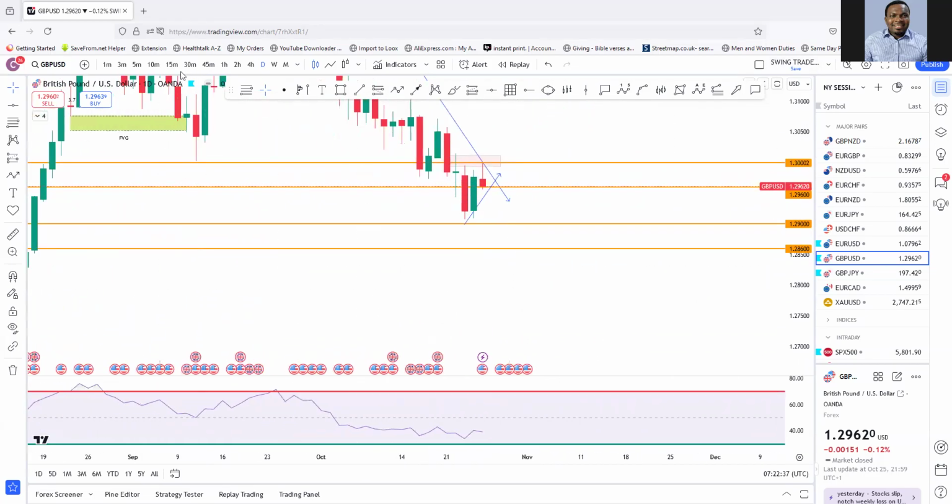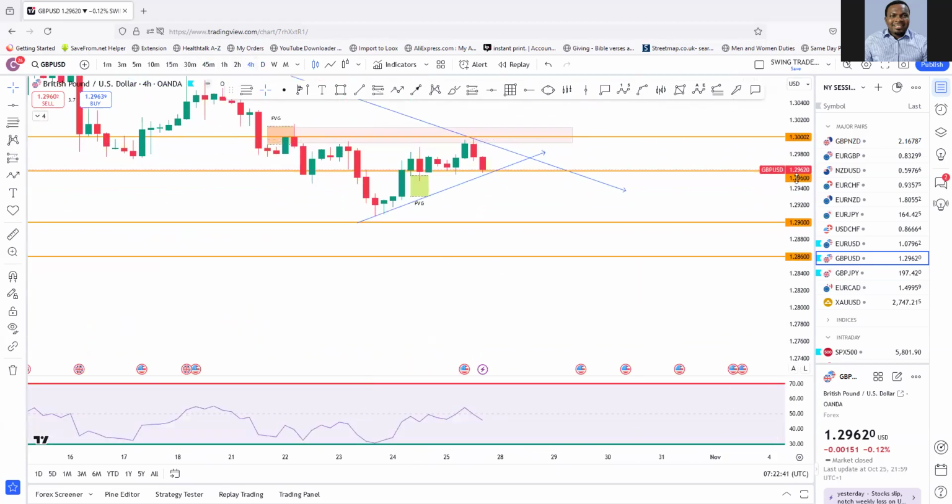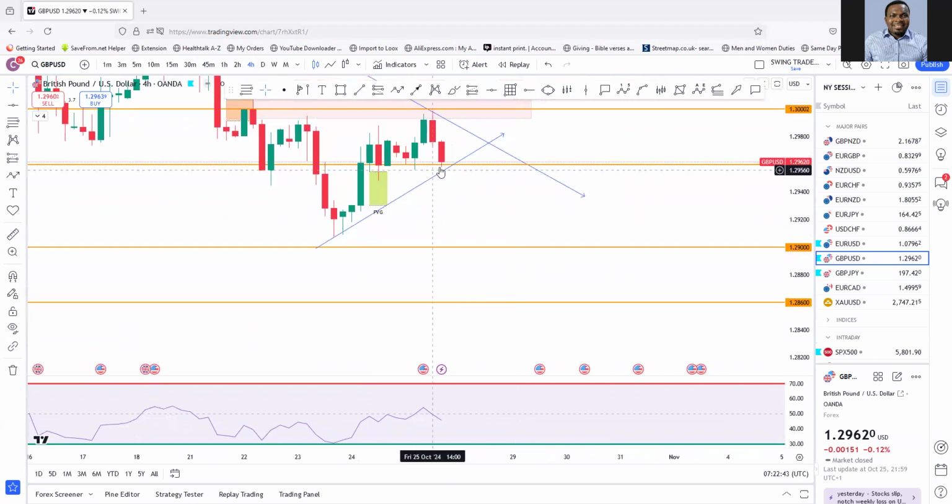So let's go back to the 4-hour. On the 4-hour, we can see that these are areas of interest. So if price breaks these zones, we are selling TP and TP this week. So this is the week 44 trend direction that we should be looking forward to. Very important.